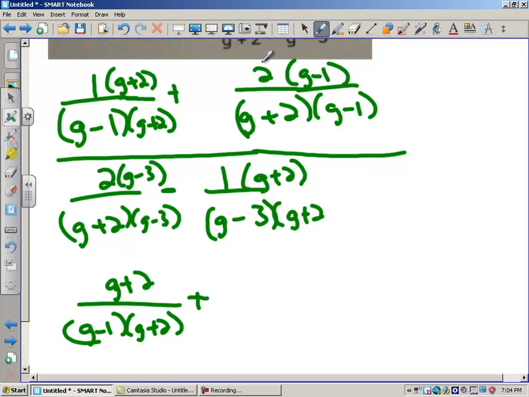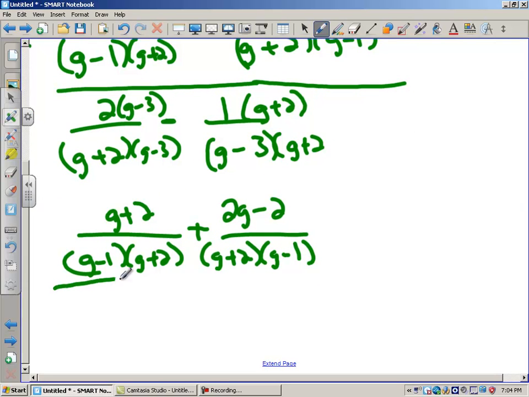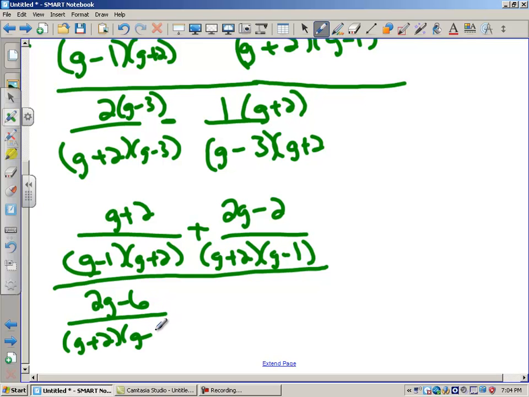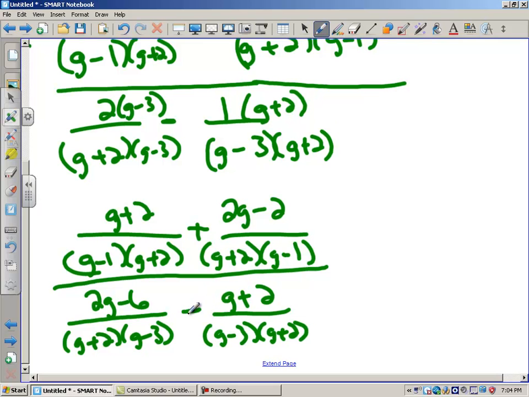In this first fraction here, I'm just going to have g plus 2 over g minus 1, g plus 2. And then plus, I'm going to distribute this 2 through there, and that's going to be 2g minus 2 over g plus 2, g minus 1. And that is still all divided by 2g minus 6 over g plus 2, g minus 3, minus g plus 2 all over g minus 3, g plus 2. And I'm going to go ahead and make this a plus, change that sign, and change that sign. Alright, I'm going to bring these together, and then we're going to reciprocate and multiply.